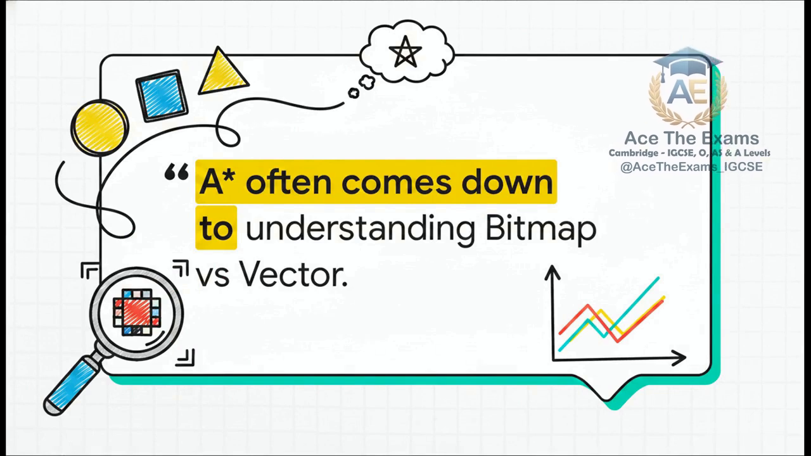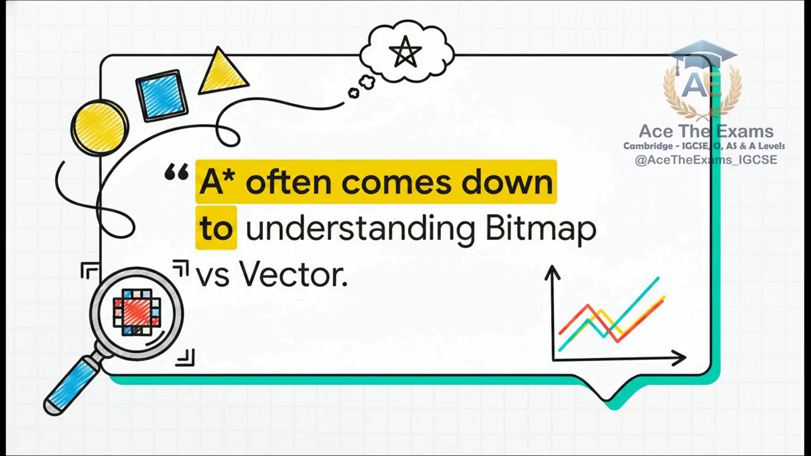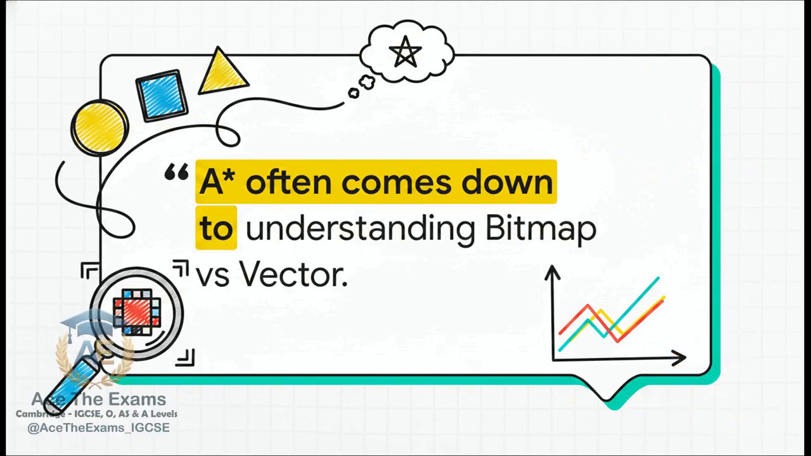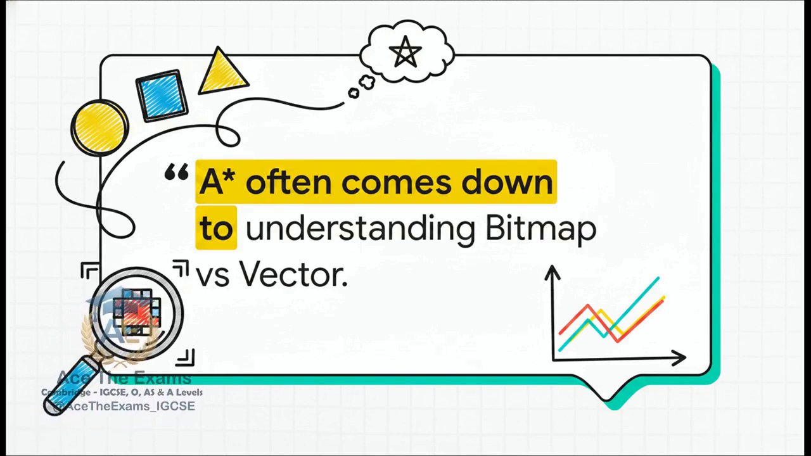They said, the difference between a B and an A-star in computer science often comes down to how well you understand comparing bitmap images and vector graphics, justification for use. Now, you've got to ask yourself, why is this specific topic such a gatekeeper for top grades? Why do they care so much? It's because it perfectly tests your ability to bridge that gap between theoretical knowledge and practical, real-world application.